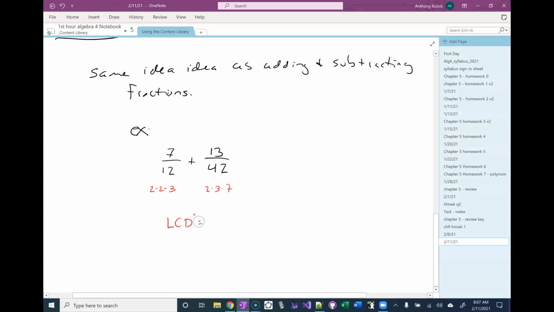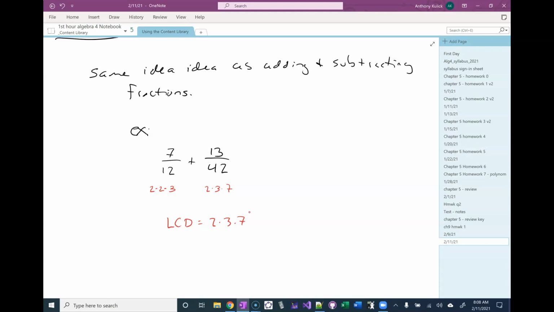My least common denominator has to contain each unique prime. How many different prime numbers do we see between those two denominators? 3. A 2, a 3, and a 7. Everybody agree that those are the unique primes? Now, the number of each of those primes that we need is going to be the maximum number of times that prime occurs in each denominator.